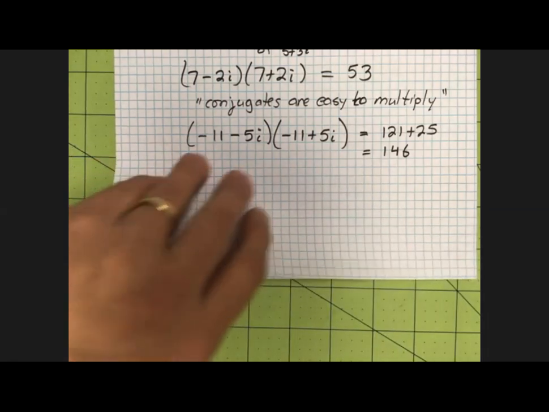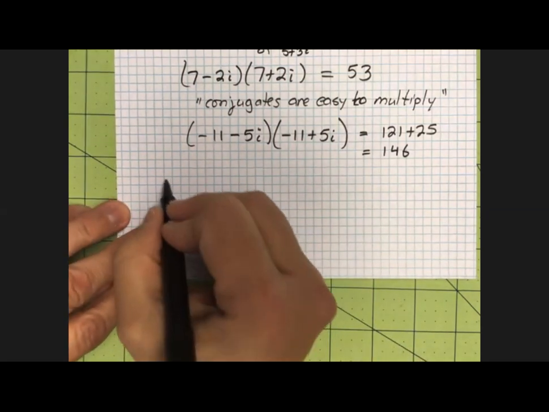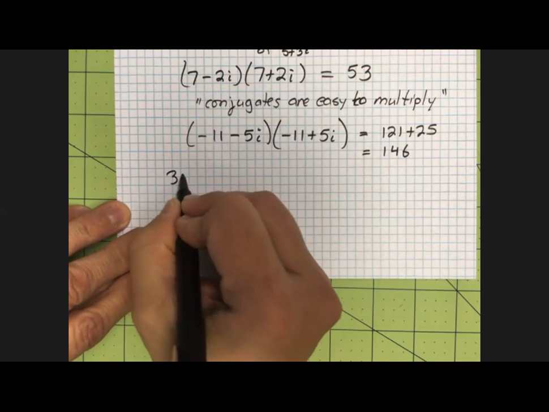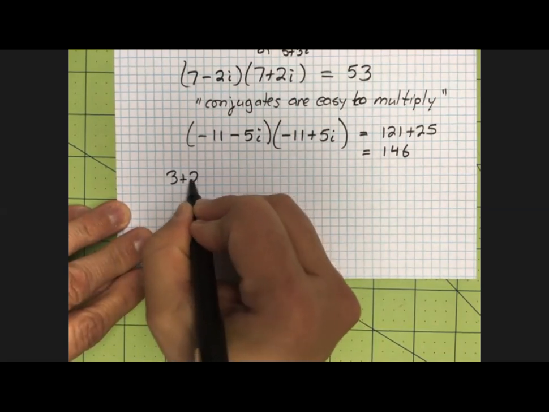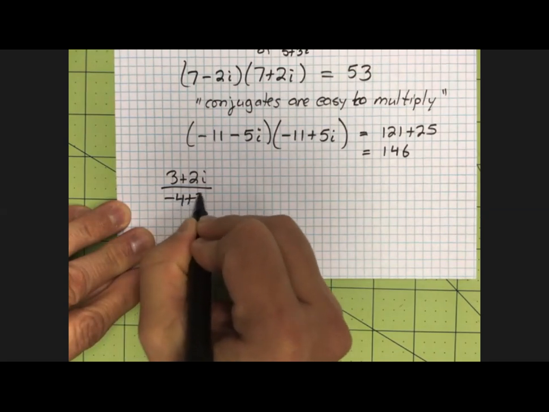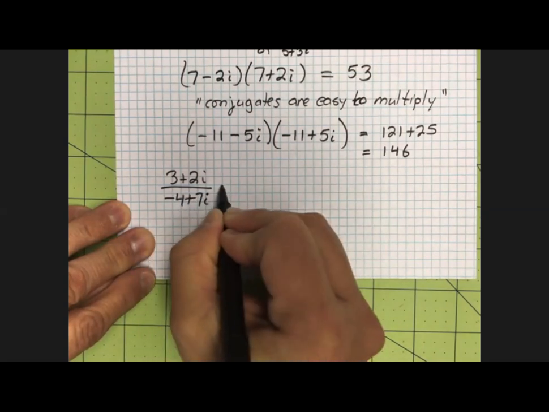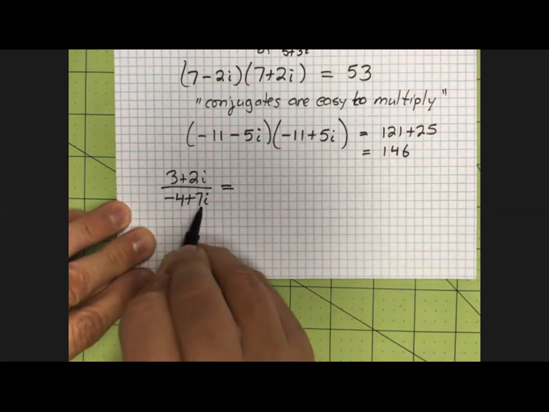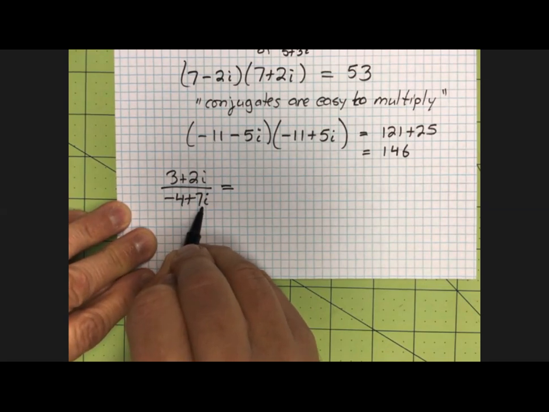So what does that have to do with the dividing now? Well, let's think about this. What if I had to divide 3 plus 2i and minus 4 plus 7i? What I really need to do is get rid of this i in the bottom. Just like on Tuesday, we had to get rid of square roots in the bottom.